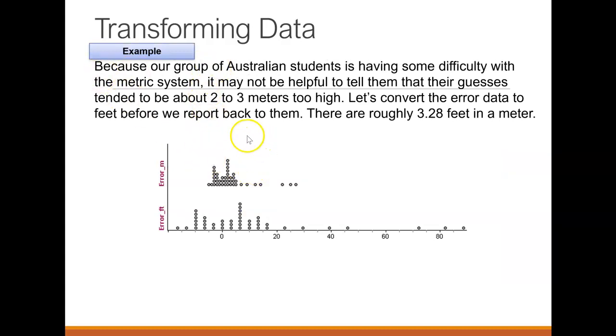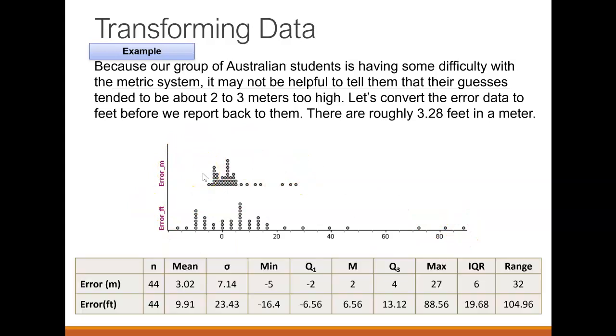Okay. So here, another example. Because our group of Australian students is having some difficulty with the metric system, it may not be helpful to tell them that their guesses tended to be about 2 to 3 meters too high. Let's convert the error data to feet before we report back to them. There are roughly 3.28 feet in a meter. So all of these guesses we change by multiplying by 3.28. Or actually, if we took the feet and divided by 3.28 to convert to meters.